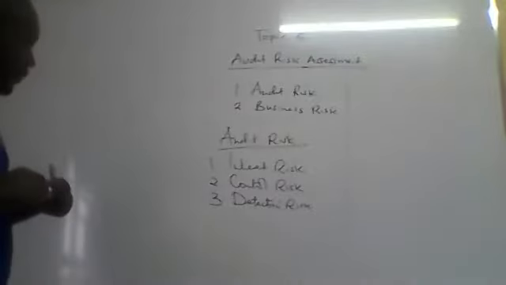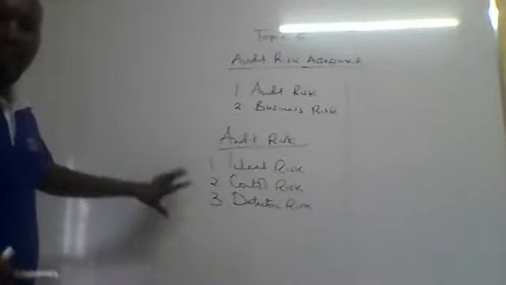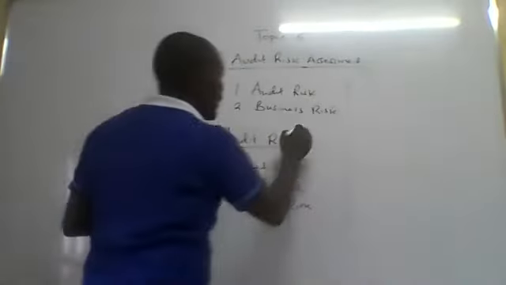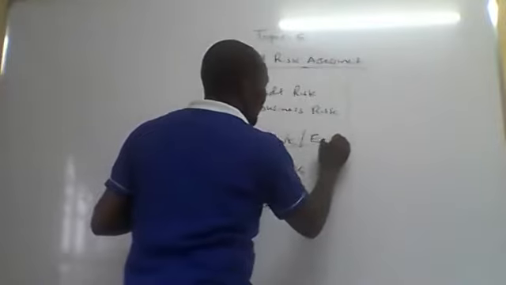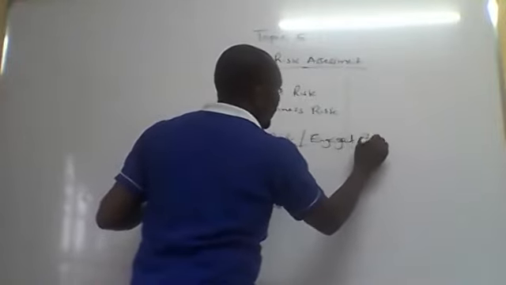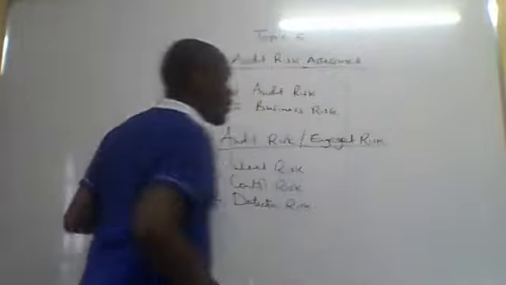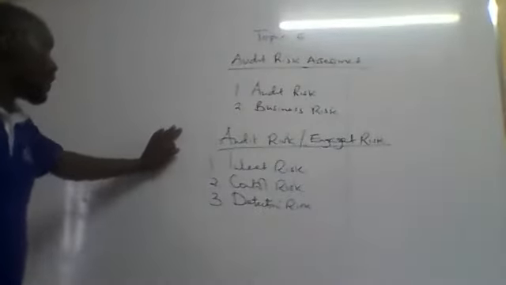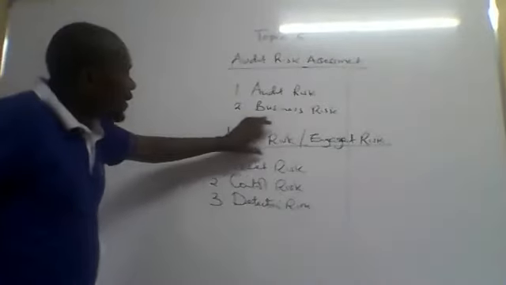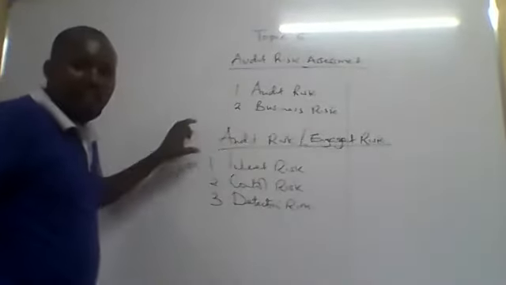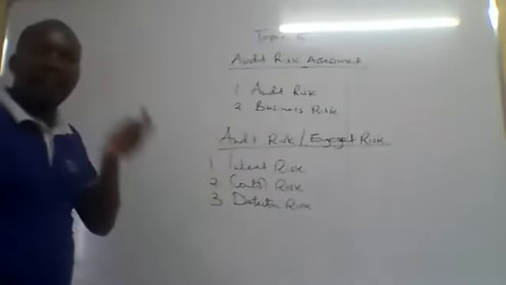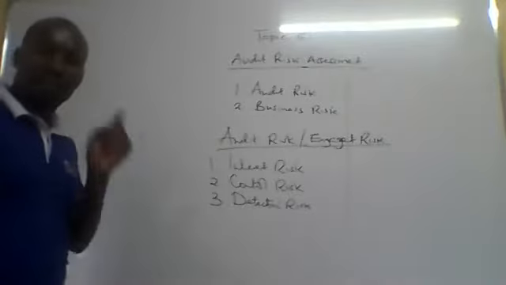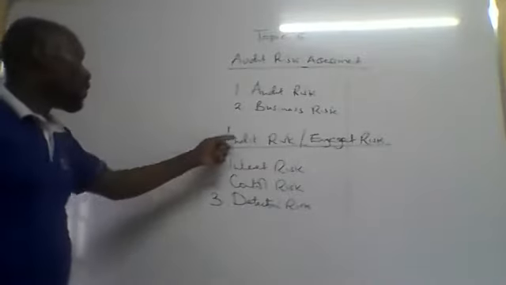Audit risk is also called engagement risk. So what we are saying is that audit risk is the risk that the auditor can give an inappropriate conclusion, an inappropriate audit opinion. That is what is called audit risk.